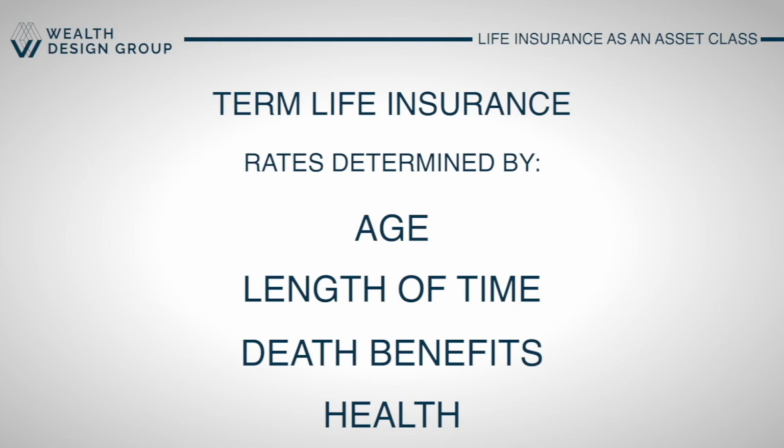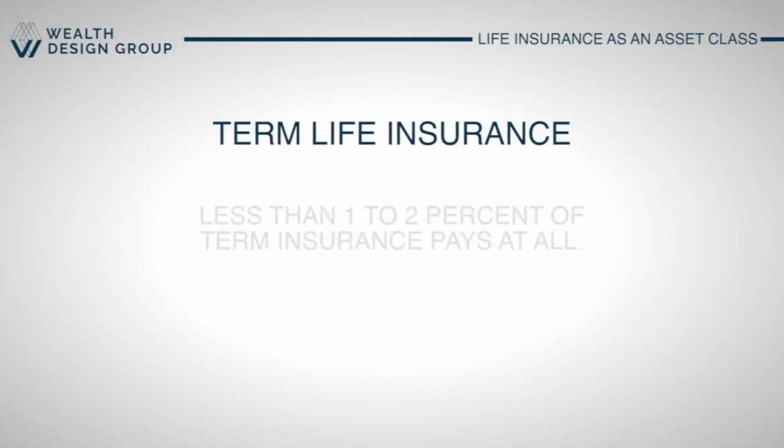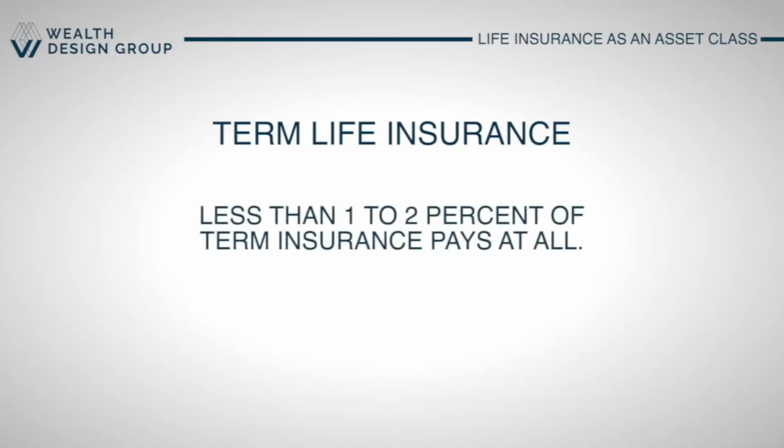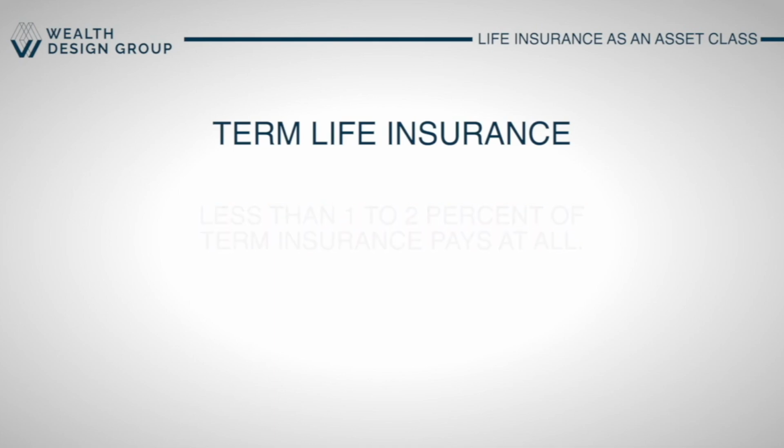The advantage of term life insurance is it's inexpensive. The disadvantage is that it is going to run out in a term of time, and most studies show that less than 1 or 2% of term life insurance pays, so it's probably just going to be a cost factor. However, in the event that it's not, you want to make sure your family is protected.